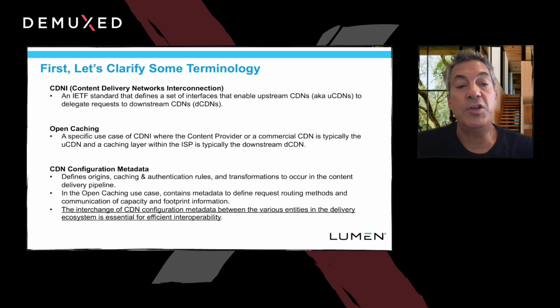All of these things need configuration metadata that typically defines how origins are accessed, authentication rules, transformations. On the open caching use case, there's additional metadata needed to communicate telemetry of capacity, footprint availability, etc. And of course, interchanging all of this metadata is of prime concern and really essential for interoperability.